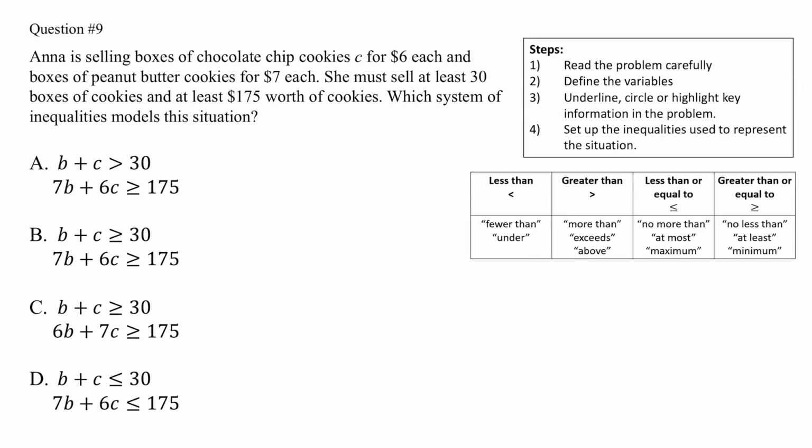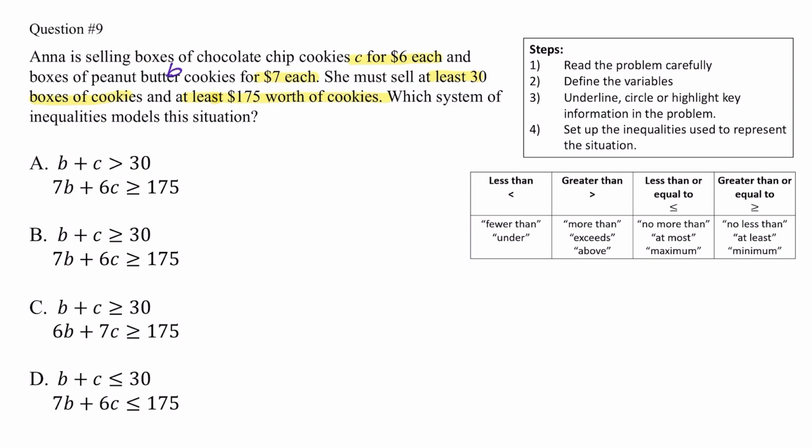So in this problem, it says that Anna is selling boxes of chocolate chip cookies, C, for $6 each, and boxes of peanut butter cookies for $7 each. She must sell at least 30 boxes of cookies and at least $175 worth of cookies. Which system of inequalities models the situation? So we have C, which is chocolate chip cookies, and then peanut butter cookies, which is B.